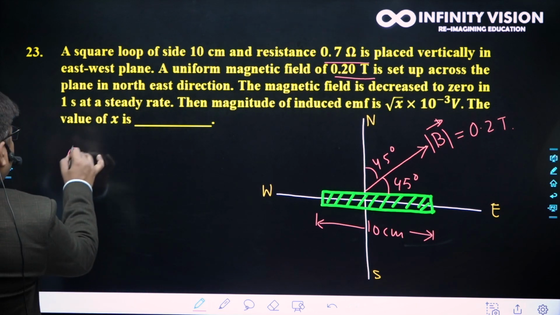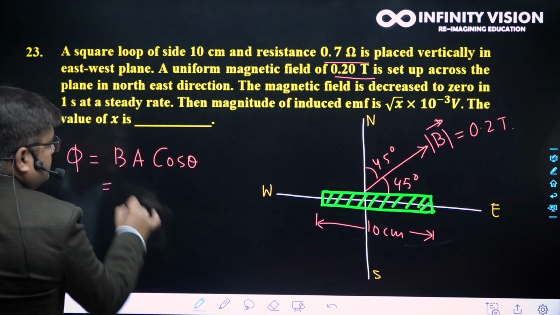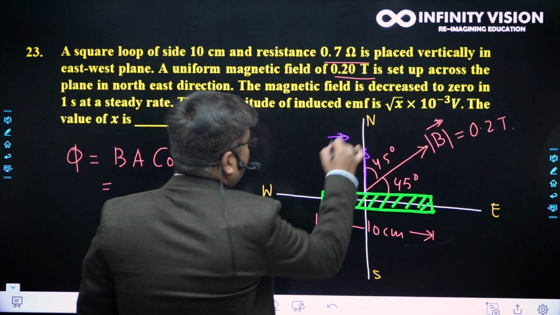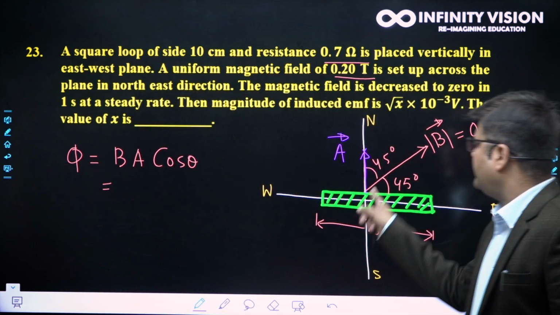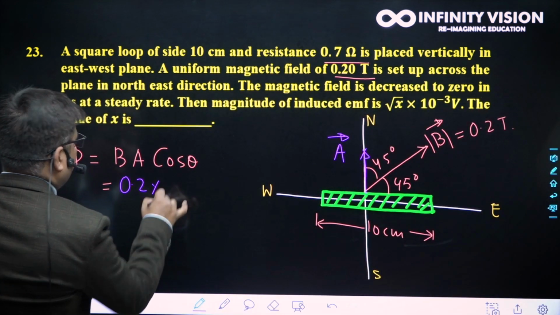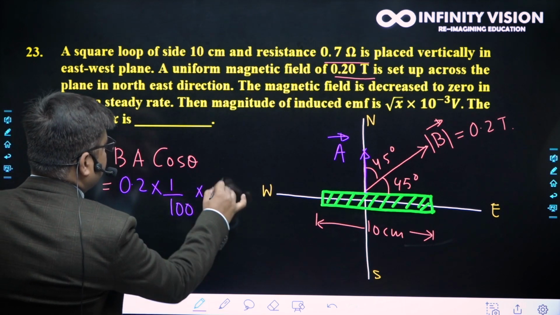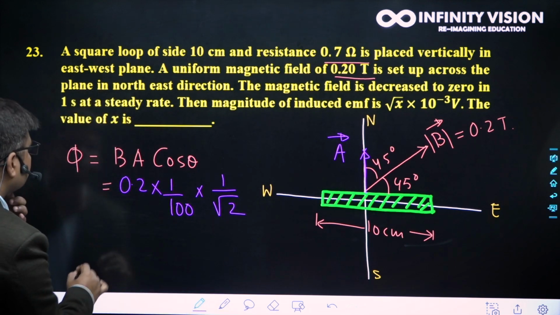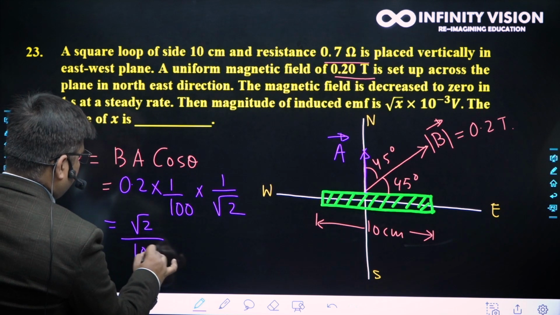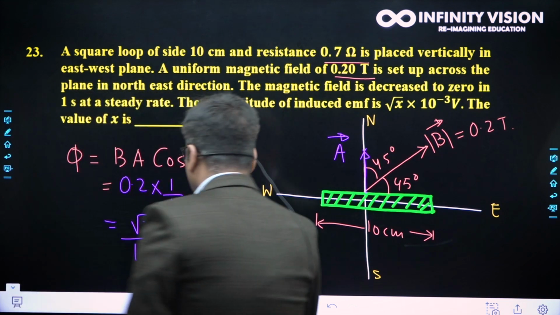Now, if we calculate the flux, since the magnetic field is constant, it will be nothing but BA cos theta. This will be the area vector of the square loop, and the area vector and magnetic field are making an angle of 45 degrees with each other. So BA will be 0.2, and the dimension is 10 centimeter, meaning 1 by 10 meter, so area is 1 by 100, and cos theta will be 1 by root 2. So root 2 by 1000 Weber will be the flux. This is the flux of the magnetic field.